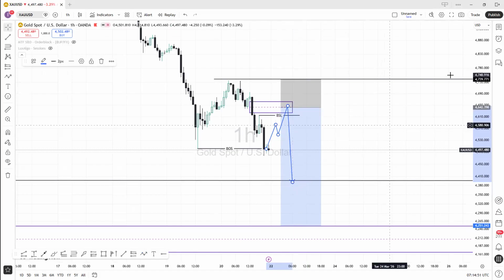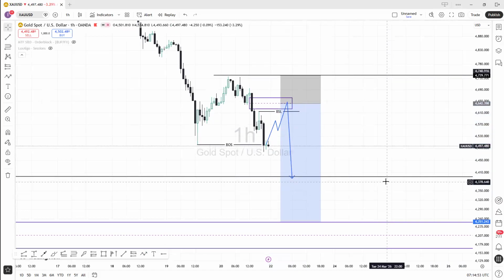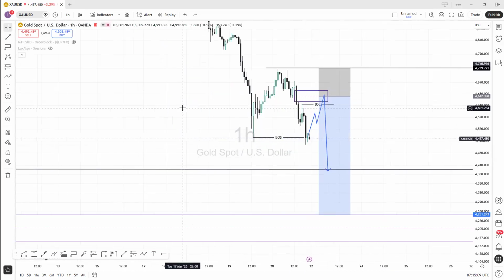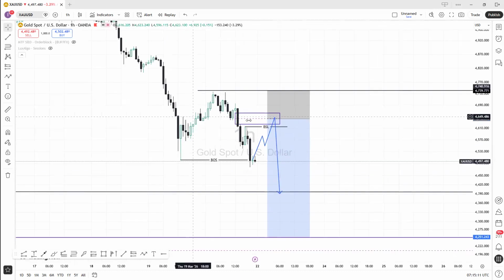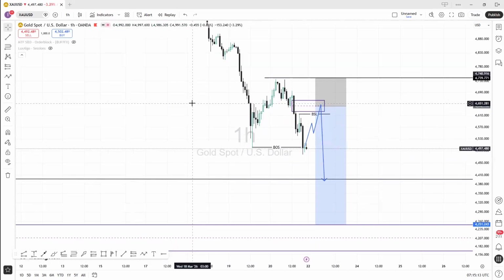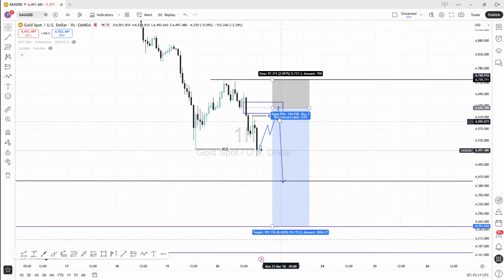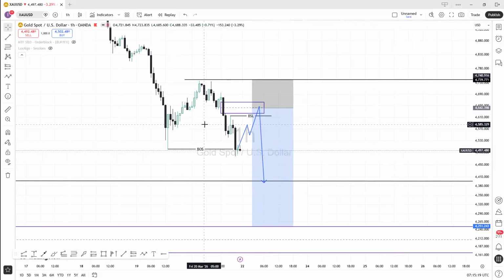TP number 1 will be 43.99. And TP number 2 will be 42.51. Okay. So that is our first attempt on selling gold. We have that setup for a short position on gold.